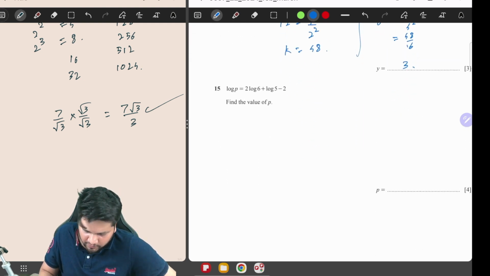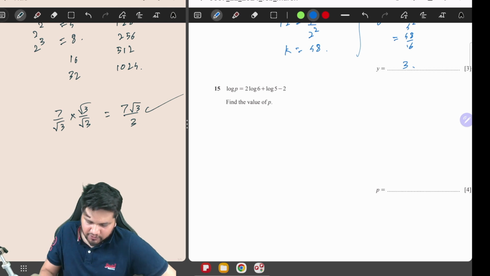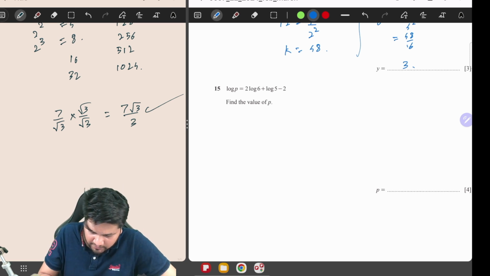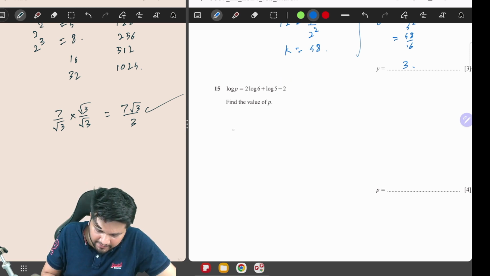Log p is equal to 2 log 6 plus log 5 minus 2. Find the value of p. You will have to use laws of logs and write everything in terms of logs, including these terms. So here I'll write log p is equal to 2 log 6. So I can write this thing as log 6 to the power of 2, plus log 5 as it is.